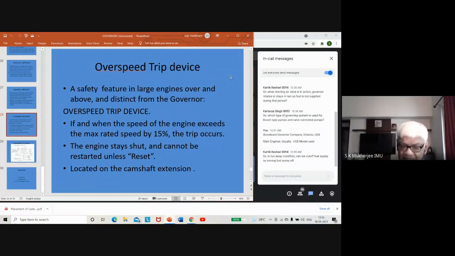It is completely separate from the governor and it has to be reset to restart the engine. It is there in some engines. It is not there in the other engine. It is up to the manufacturers particularly. Located on the camshaft extension.